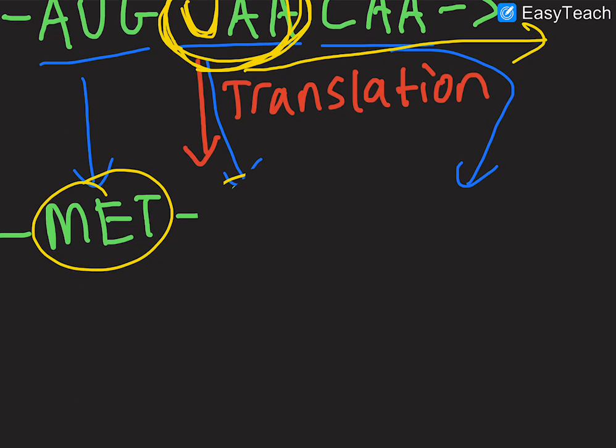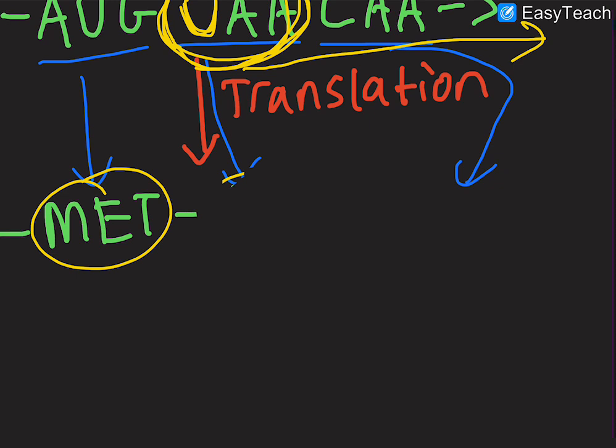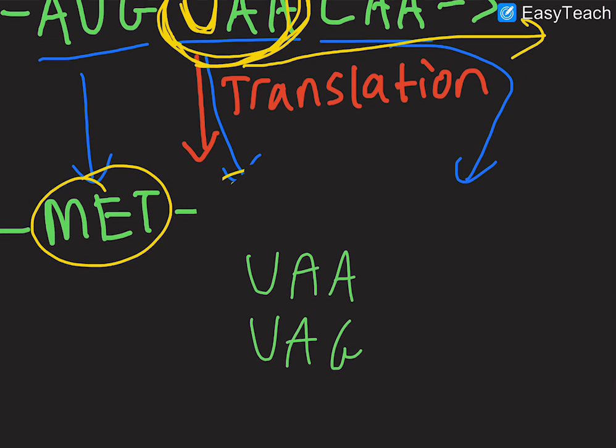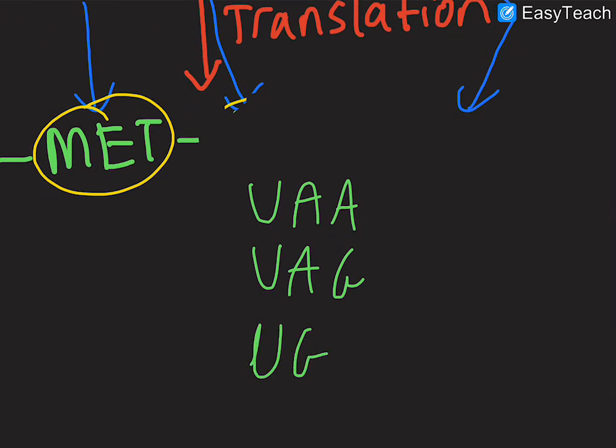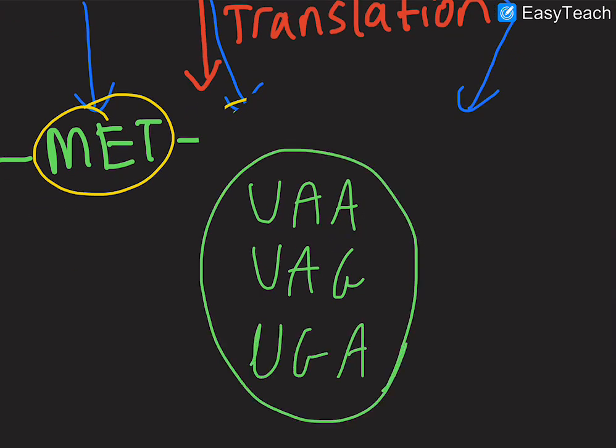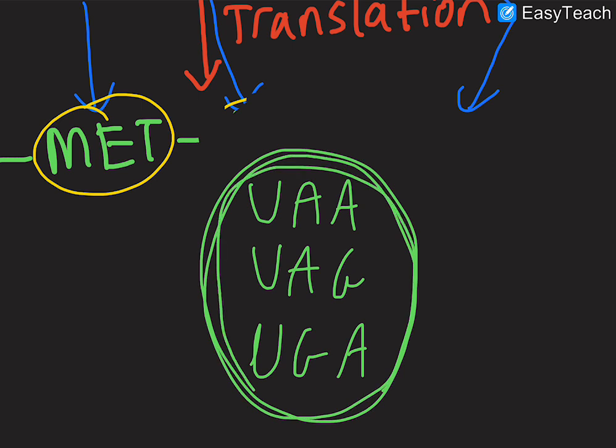So what are your stop codons? One we just saw, which is UAA, then another one is UAG, and another one is UGA, okay? These 3 will stop translation, and anything downstream, all those amino acids, won't be incorporated into the protein, okay?